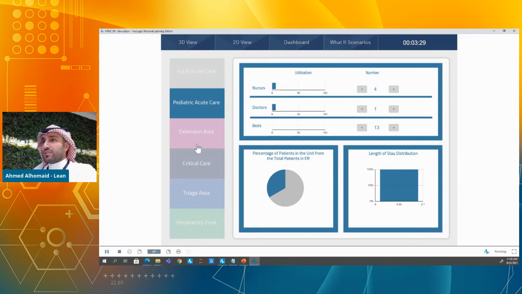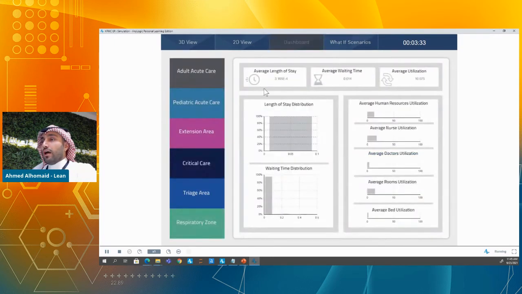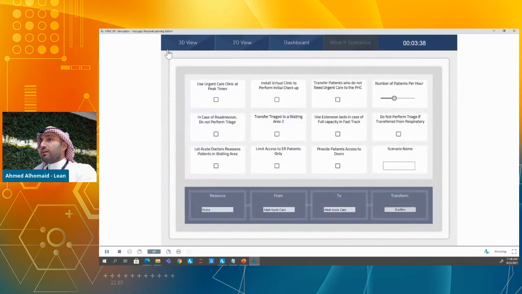Similarly, you can see the same statistics in each unit. And in addition to the dashboard, we can see the what-if scenarios. As I mentioned, some scenarios are very simple, yet effective.